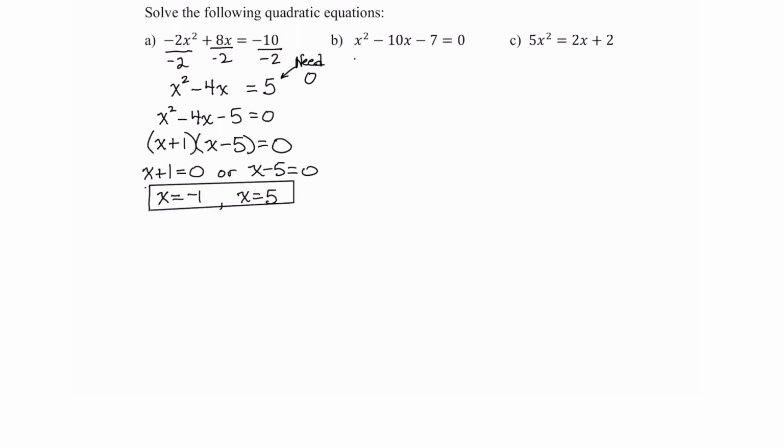Now the thing with completing the square is that it does have a different start to it. With completing the square, you want the variable terms on one side, leave a space, and the constant, the number term, on the other side. So we're going to add 7 to both sides to write this as x squared minus 10x is equal to 7. Now we're ready to complete the square.